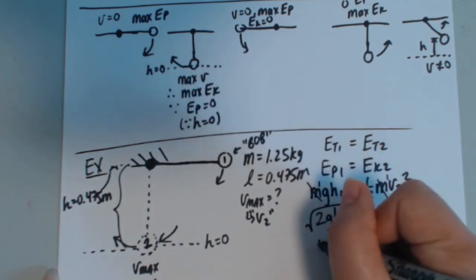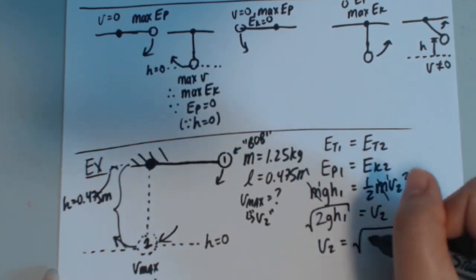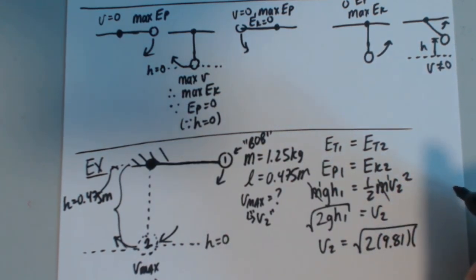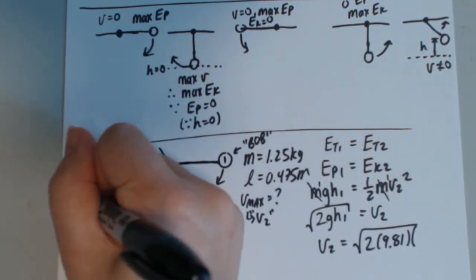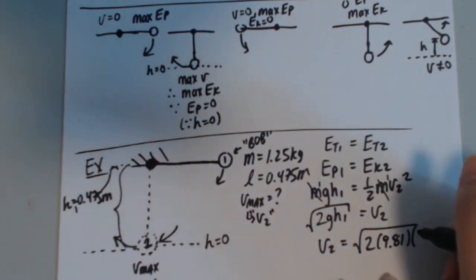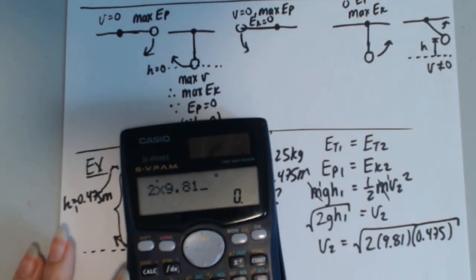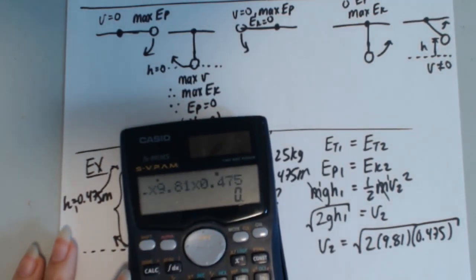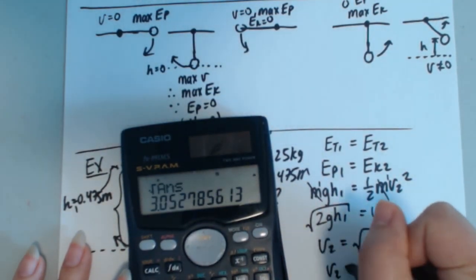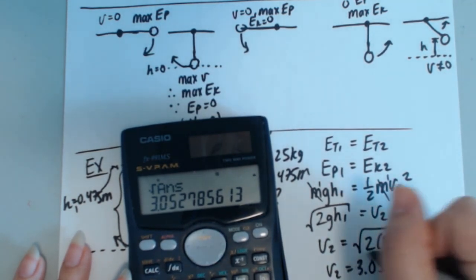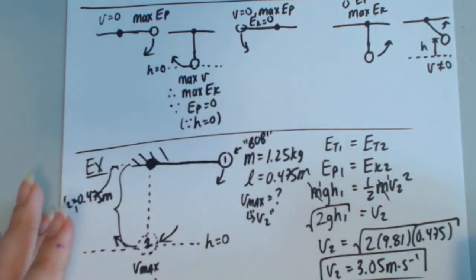If we rearrange this formula, we get the square root of 2gh1 equal to v2. So v2 is equal to the square root of 2 times 9.81 times h1. h1 is the height that it starts at. That's 0.475 meters. So 2 times 9.81 times 0.475, and we can square root that. So v2 is 3.05 meters per second. And that is the maximum speed.